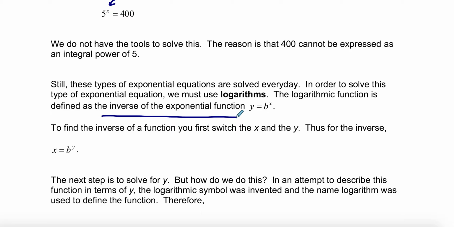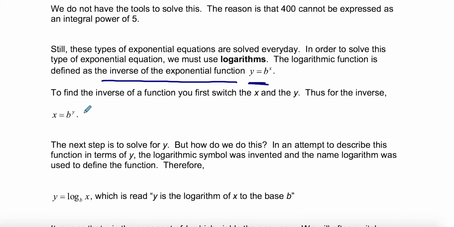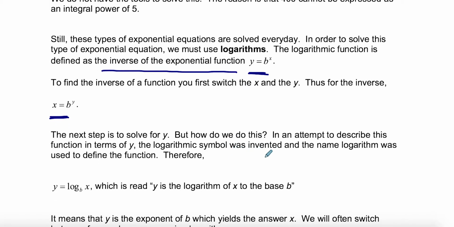You can also graph these functions, although we're not going to get into that at all this year in grade 11. The inverse of the exponential function, so if the exponential function is y equals b to the x, maybe it's not a big surprise that the inverse would be x equals b to the y. We're flipping, basically, the position of the x and the y. The next step is to solve for y. But how do we do this?